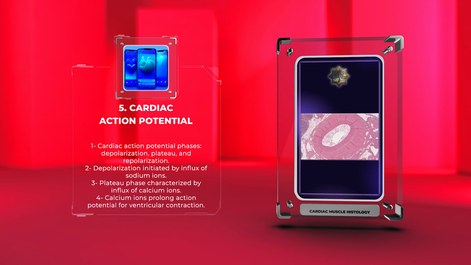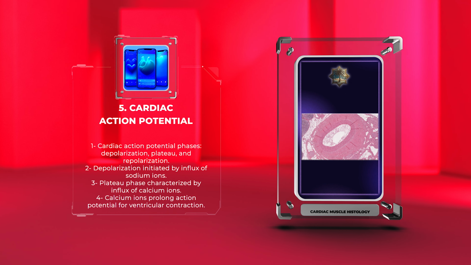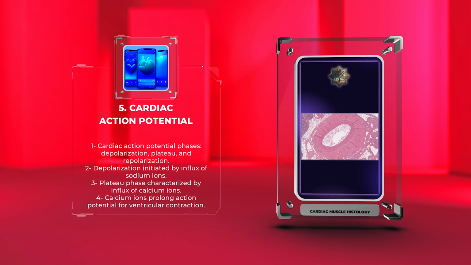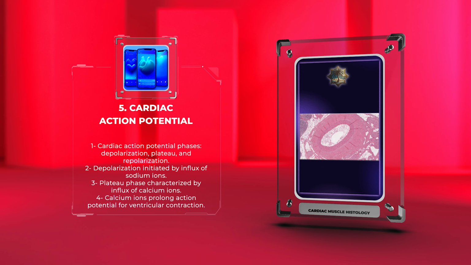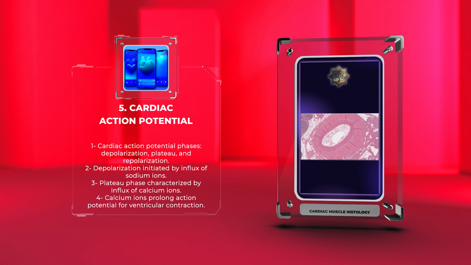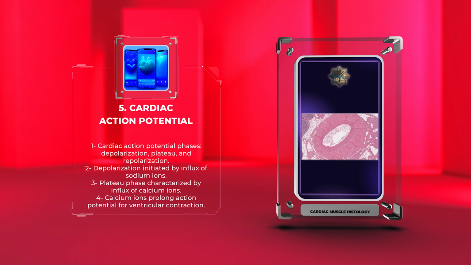Depolarization is initiated by the influx of sodium ions through voltage-gated channels. The plateau phase is characterized by the influx of calcium ions, which prolongs the action potential and ensures sufficient time for ventricular contraction. Repolarization occurs due to the efflux of potassium ions.